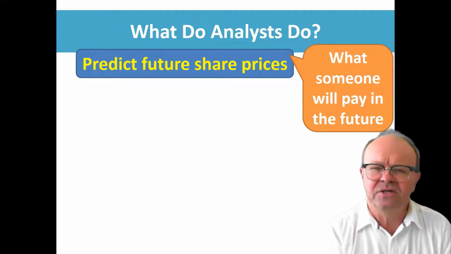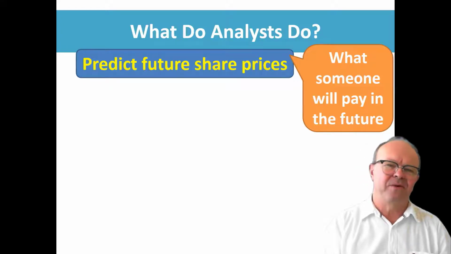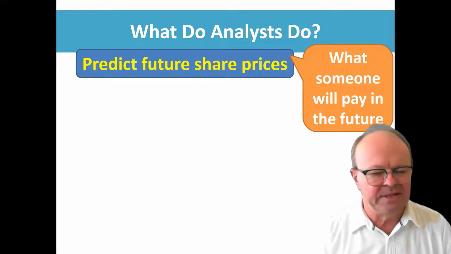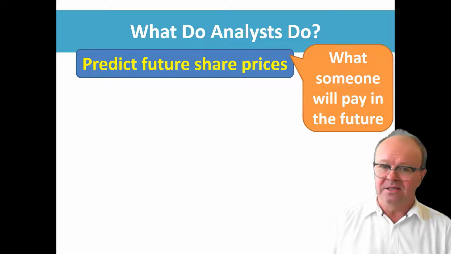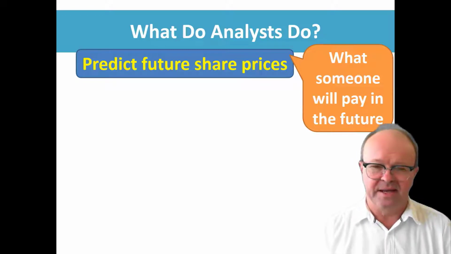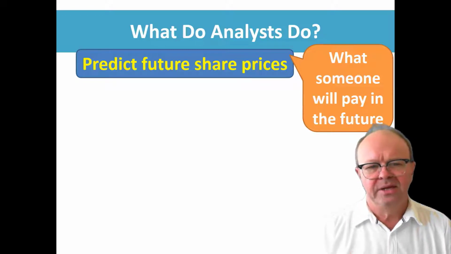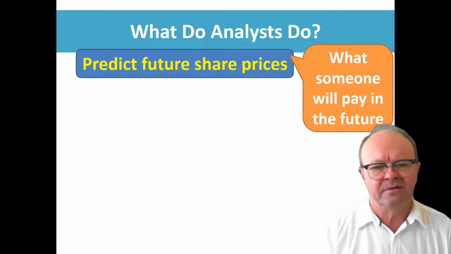So they're trying to predict future share prices. A lot of institutional investors take an 18-month time horizon, something like that. So they're trying to predict share prices in 18 months to decide whether they should buy some shares today. They're trying to predict what someone will pay in the future.